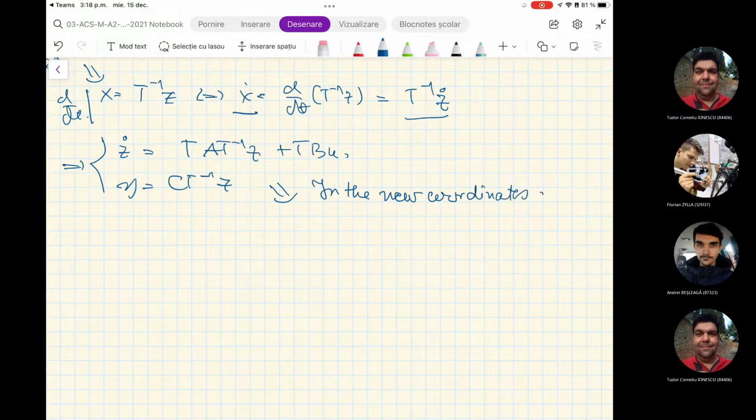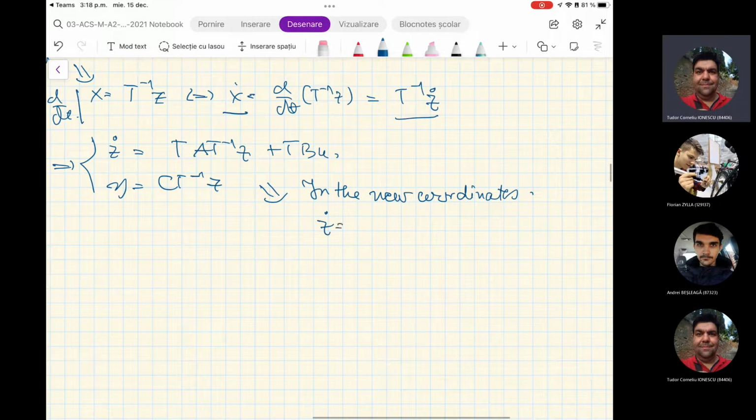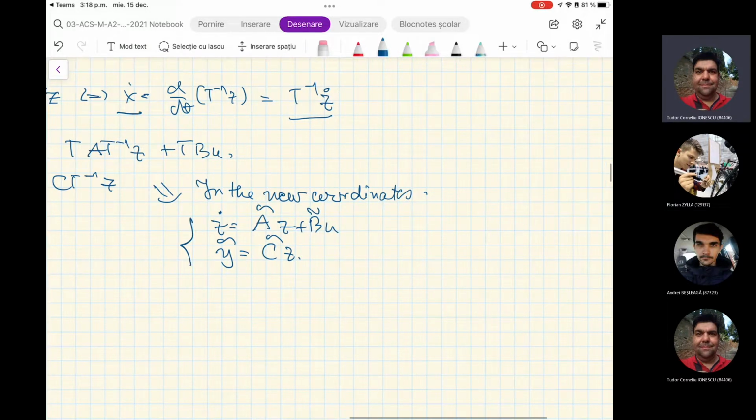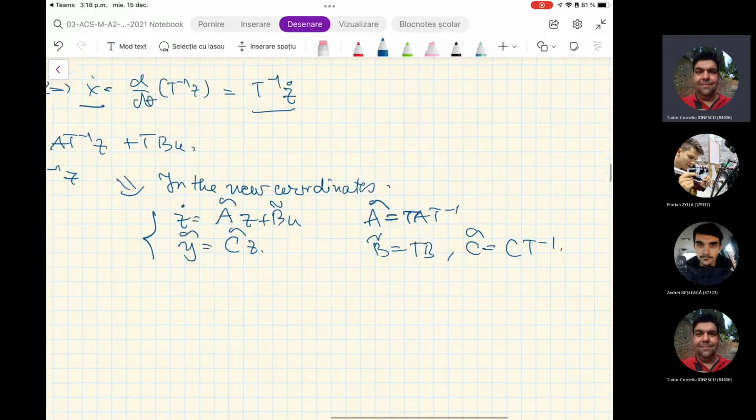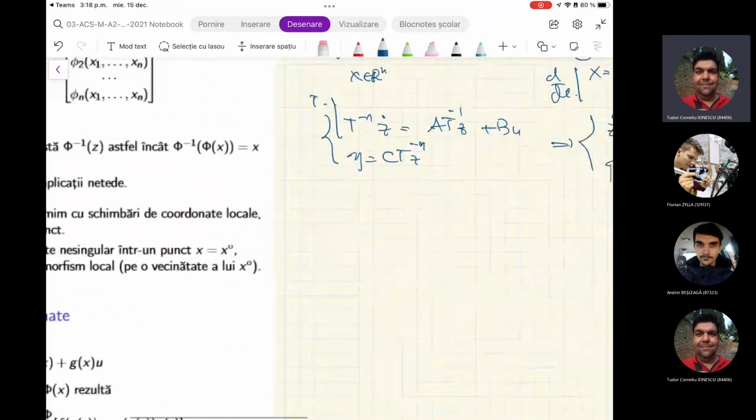So the new system in the new coordinates: you have z dot is A tilde z plus B tilde u, and y tilde is C tilde z, with A tilde is T A T inverse, B tilde is T B, and C tilde is C T inverse. This is the linear case. How about the nonlinear case?